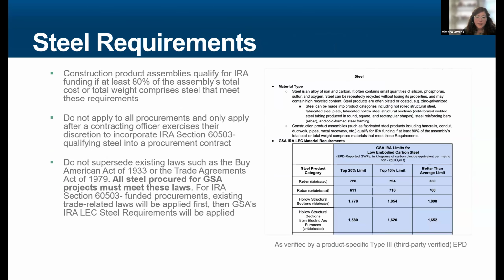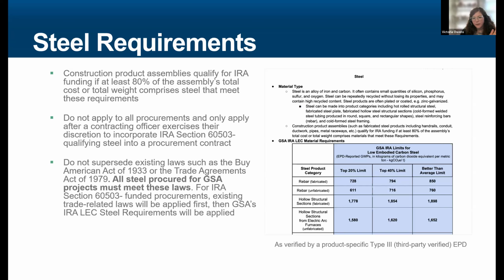So to get into the details of what we mean when we say lower embodied carbon, and how certain projects can qualify for that qualification. This chart on the slide here, the table, lays out the specific global warming potential values, basically in kilograms of CO2 equivalent per ton, that are acceptable for meeting the definition of lower embodied carbon. And there's a top 20% limit, which basically is sort of the best of the best and the preferred target.